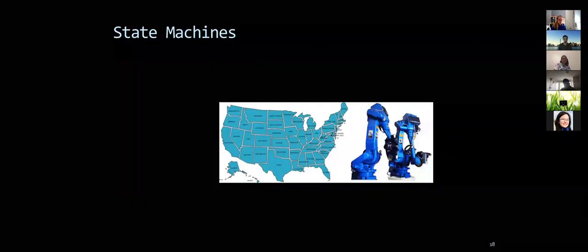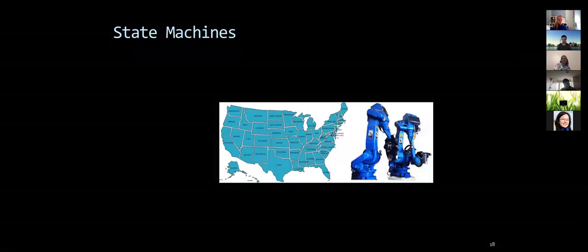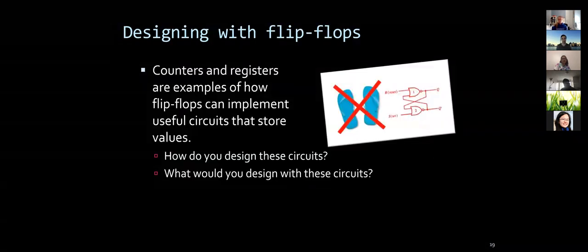Okay, now time to talk about state machines. That doesn't have anything to do with our neighbor to the south. This is something that comes from math. Essentially, we're going to talk about state machines. And the reason why we need yet another level of complexity is because we want to understand how we're going to build generic circuits to store values using flip-flops.